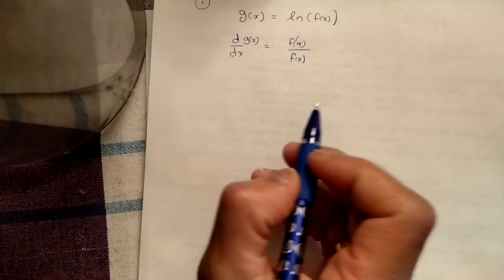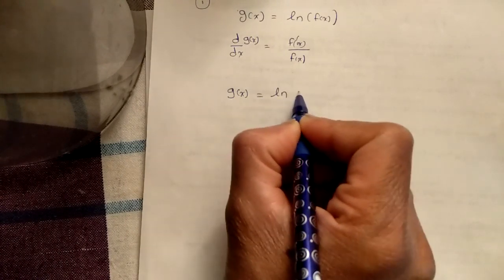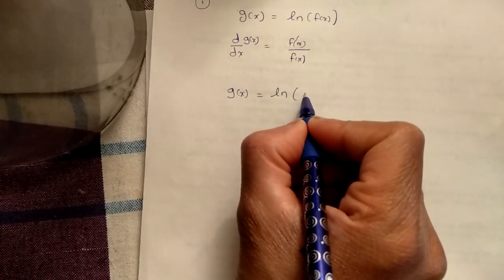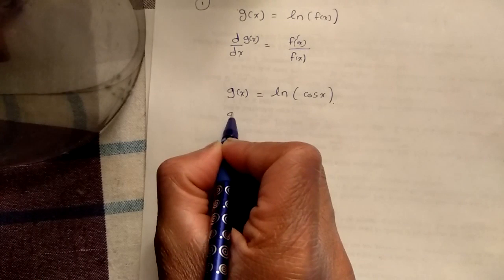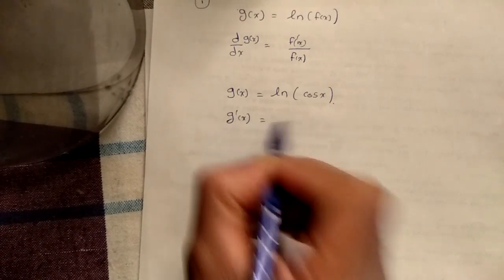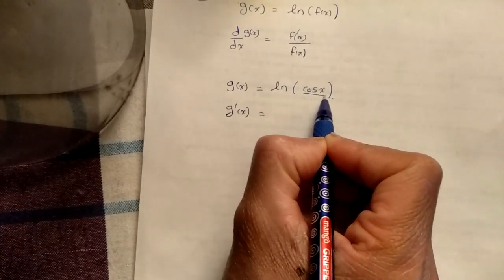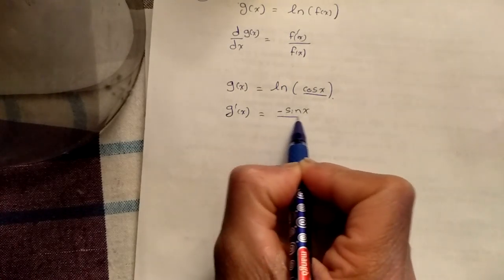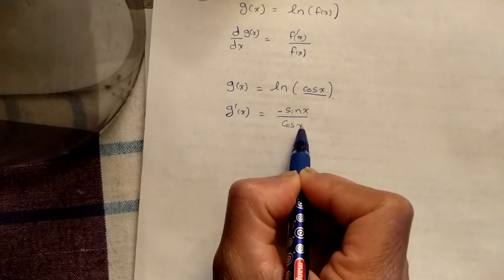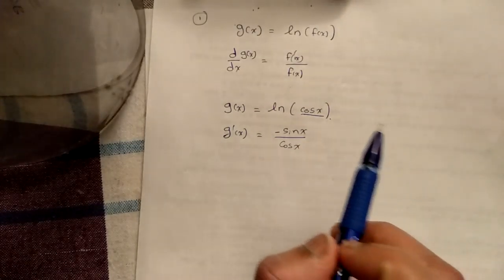from differentiation theory we have already calculated that the derivative of this one is equal to f prime x over f x, right? For example, if we have g(x) as the logarithm of cosine x, then the derivative of g(x) is equal to f prime x. That means the derivative of this, which is negative sin x over cosine x. So this is a rule that we highly use in differentiation also, right?